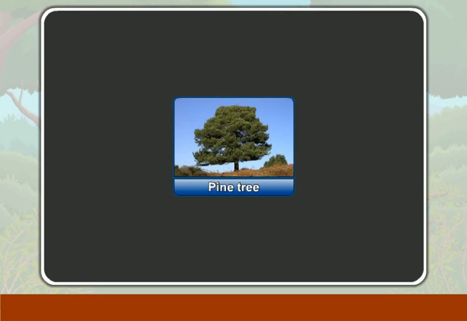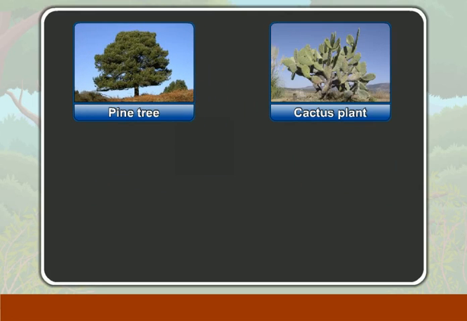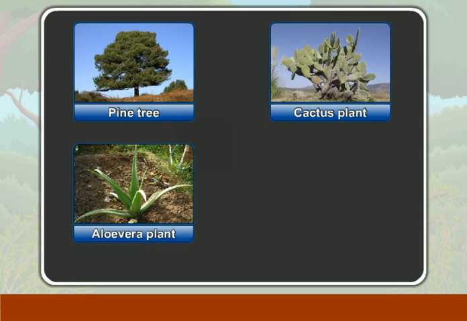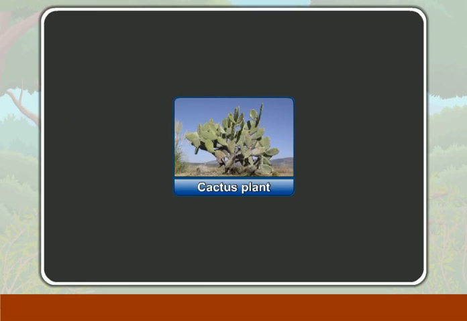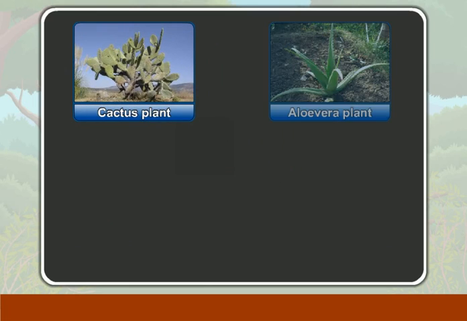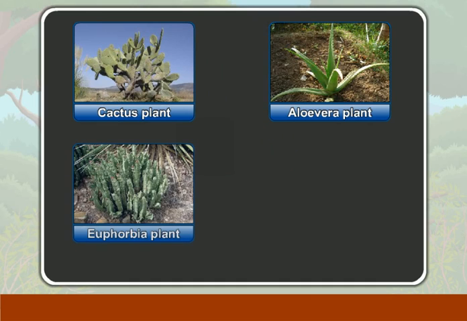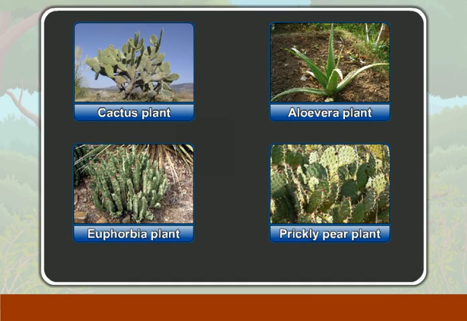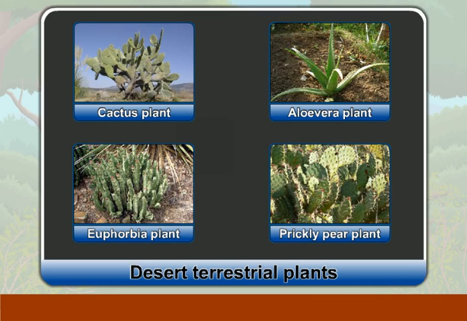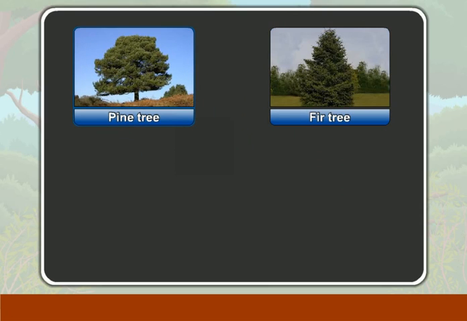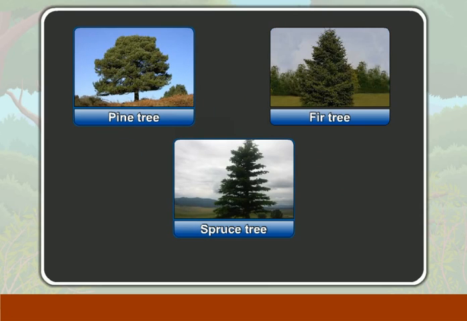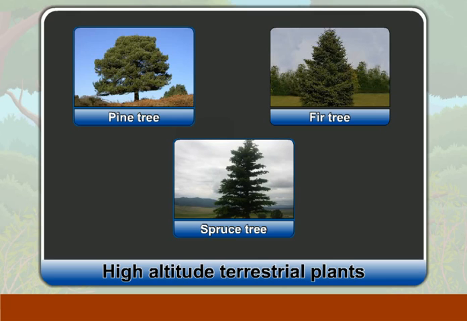Plants like a pine tree, a cactus plant, an aloe vera plant, and a banyan tree grow on land. Plants like a cactus plant, an aloe vera plant, and euphorbia and a prickly pear are desert terrestrial plants. Plants like a pine tree, a fir tree, and a spruce tree are high-altitude terrestrial plants.